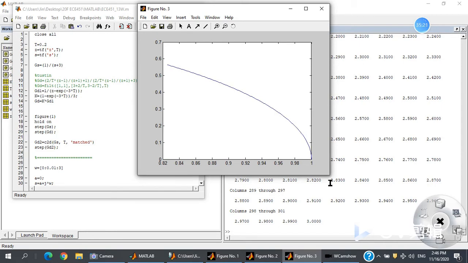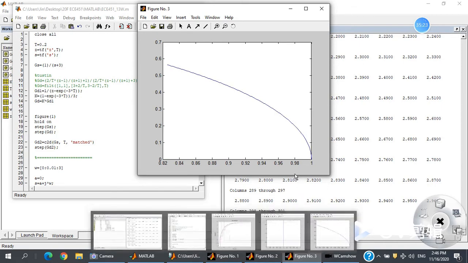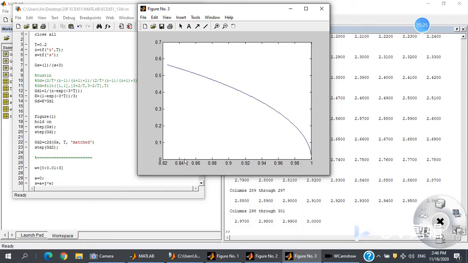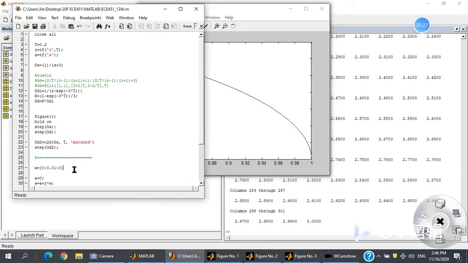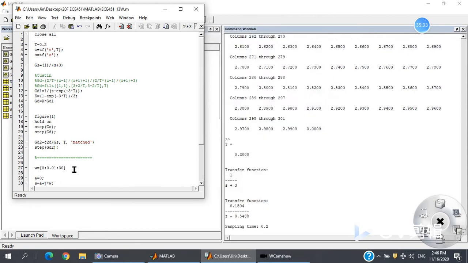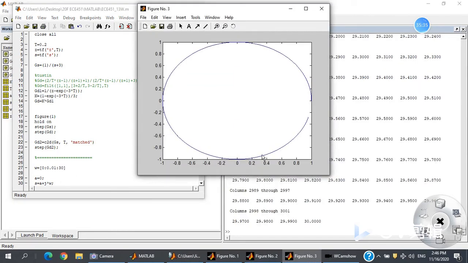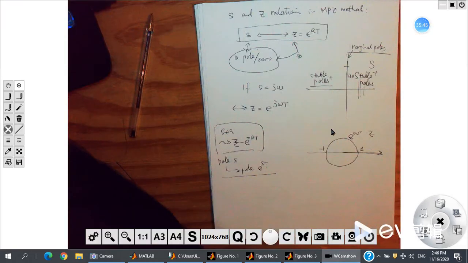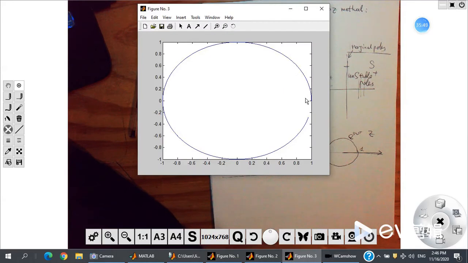E to the... But can I have more? If I use a large omega, like 30. Oh, okay. Yeah, this time is good, now that I use omega large. So it should be a unit circle, right? As I said, it should be a unit circle. Now in graph 3, it is a unit circle.